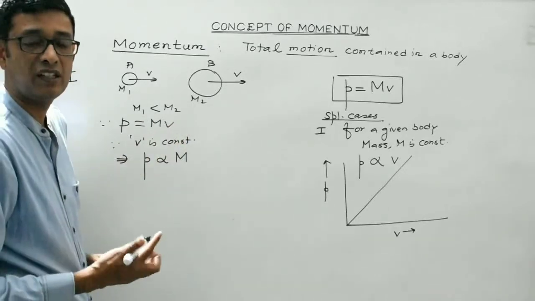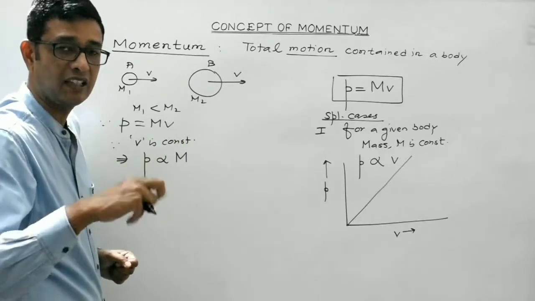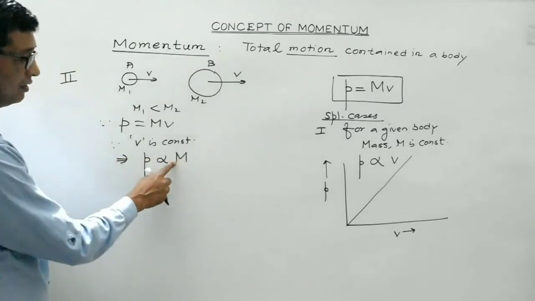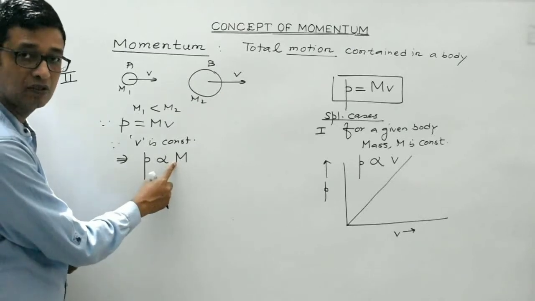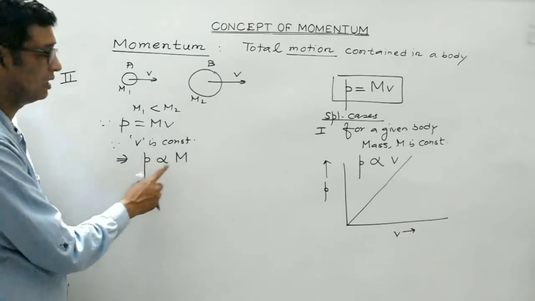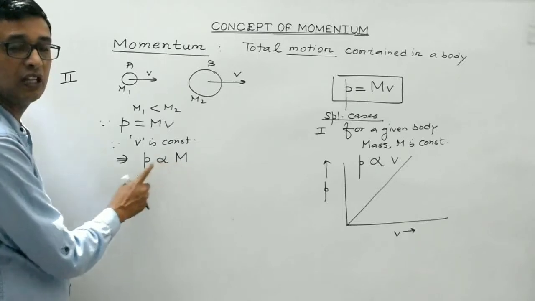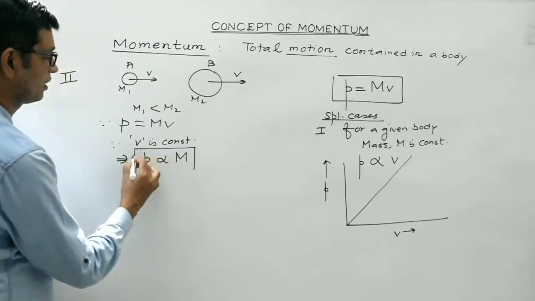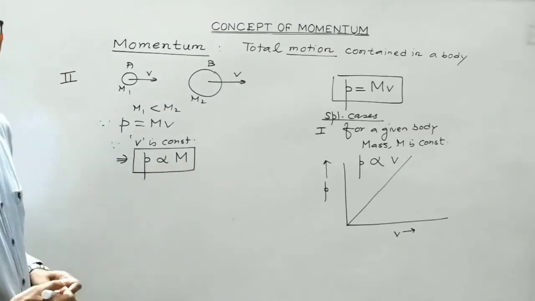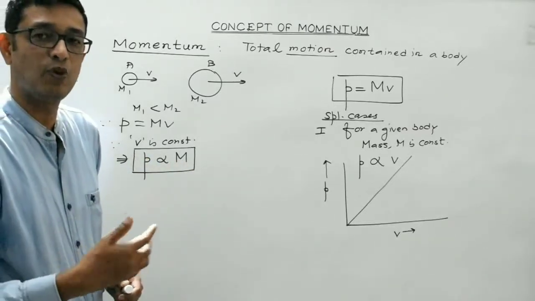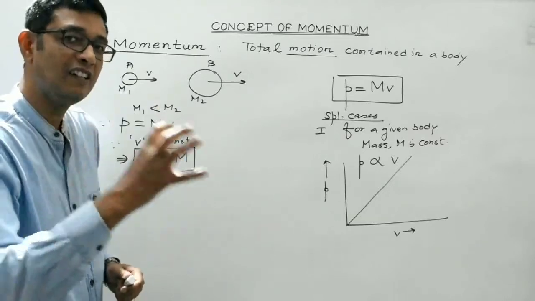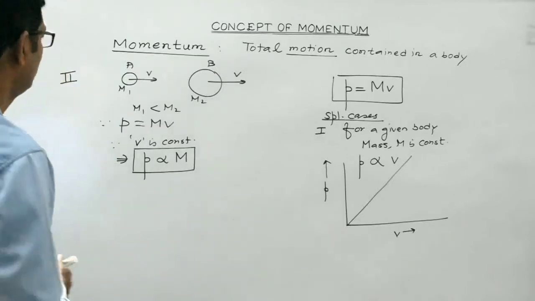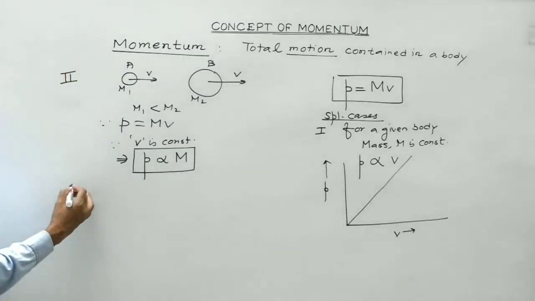What I mean to say is that if 2 different bodies, the lighter and the heavier body, move with the same speed, then the body having larger mass will have large momentum. The lighter body having small mass will have small momentum, right? So this is the thing. In case V is constant, then momentum is directly proportional to the amount of matter contained in the body. Clear, students? Now let's consider the third case.